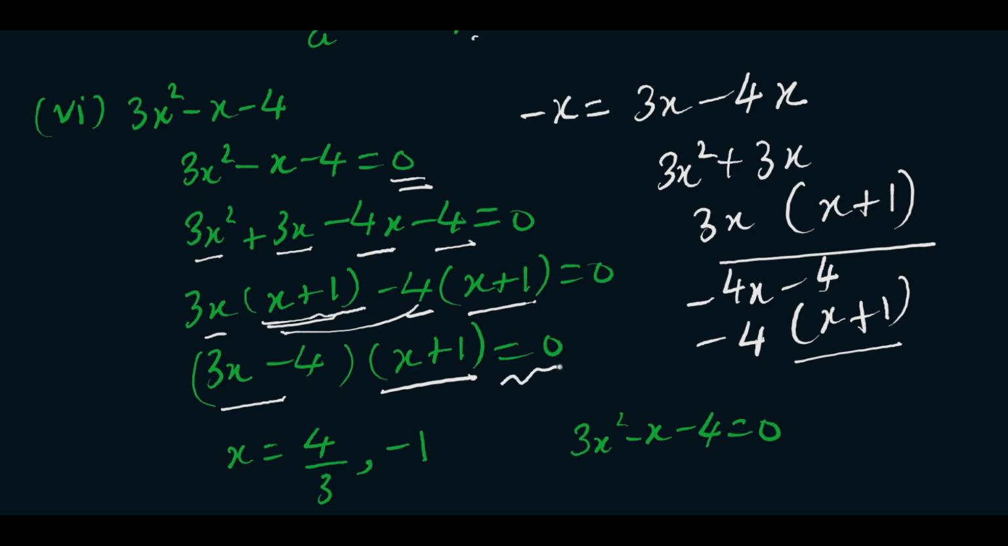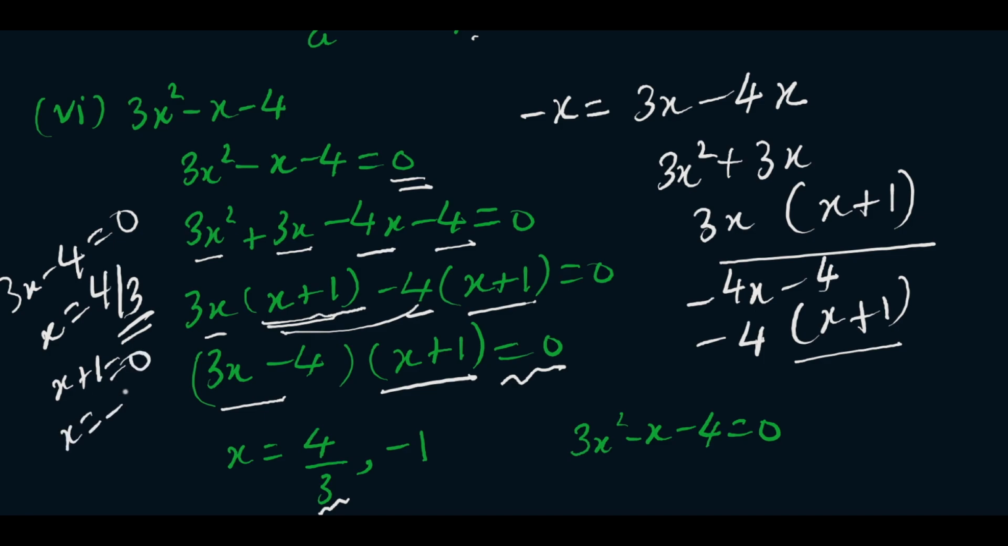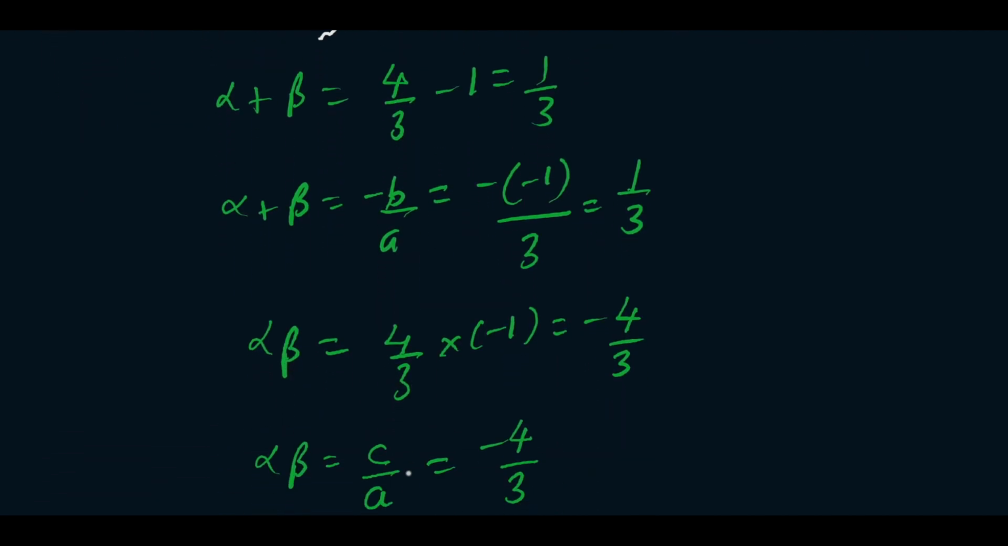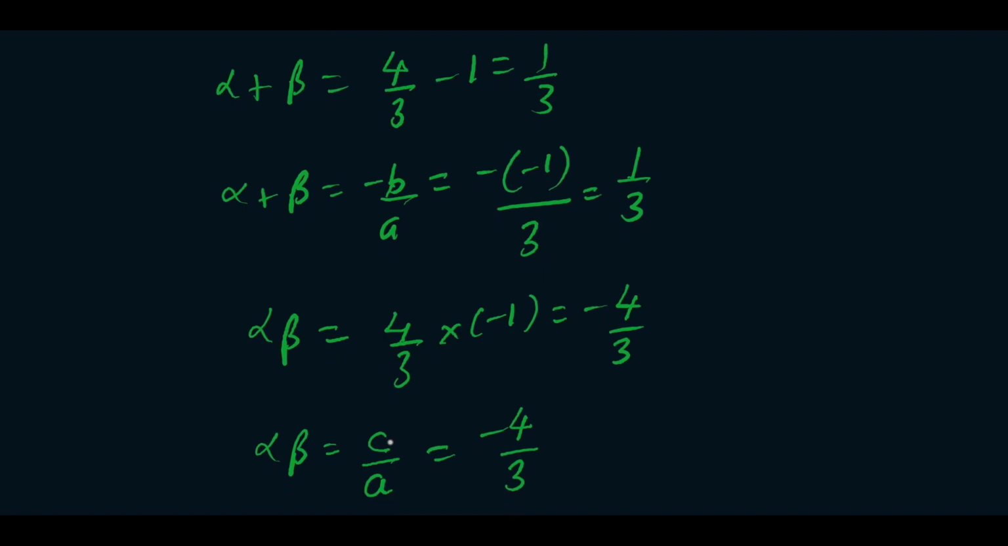We equate it to 0. So the values that we get: 3x minus 4 is equal to 0. So x is equal to 4 by 3, and x plus 1 is equal to 0. So x equals to minus 1. So our roots are 4 by 3 and minus 1. So alpha was 4 by 3 and beta is minus 1.